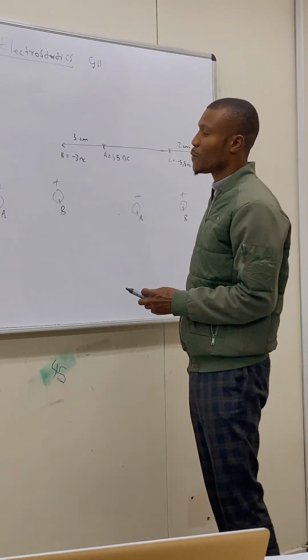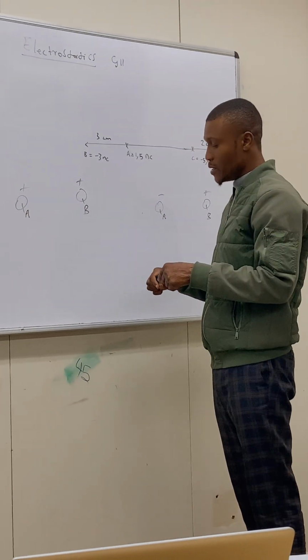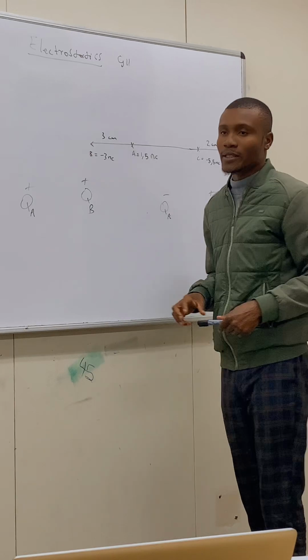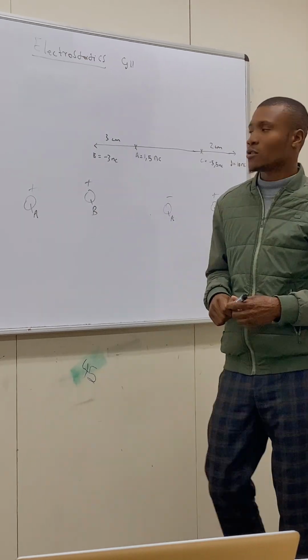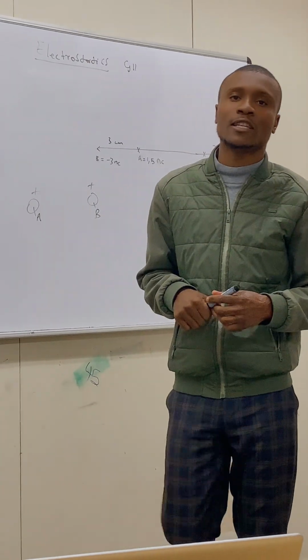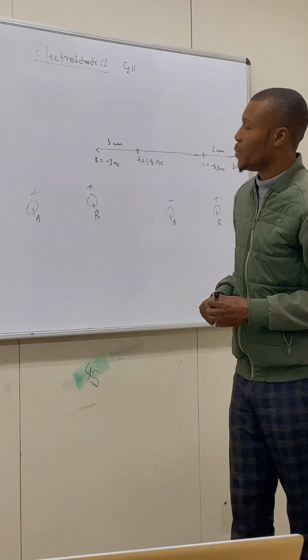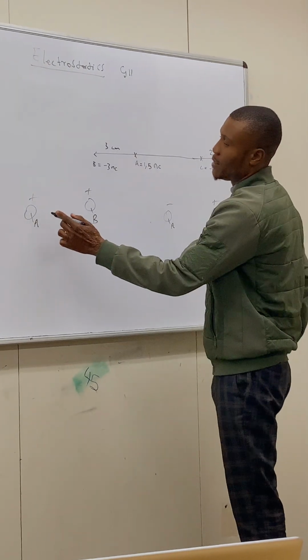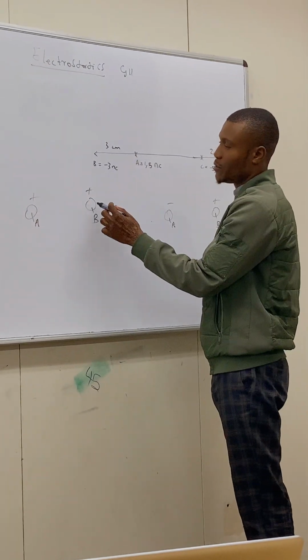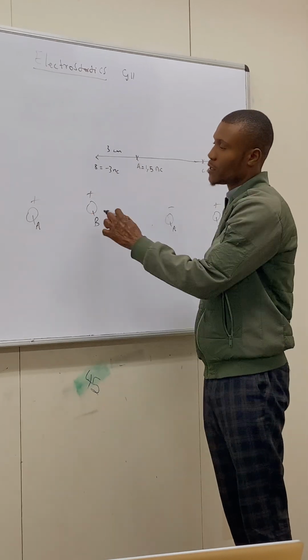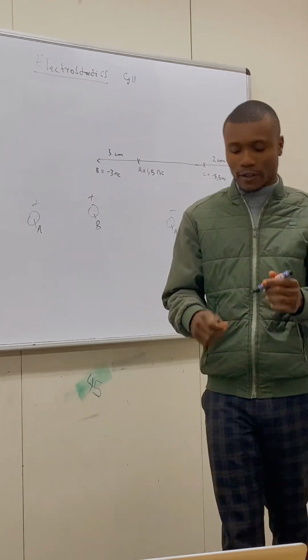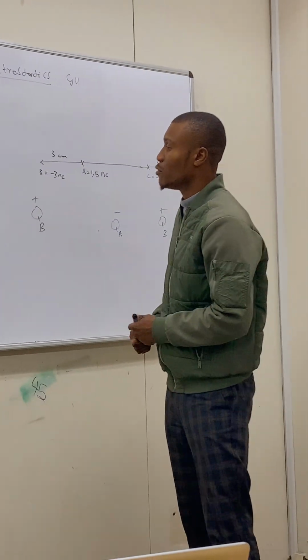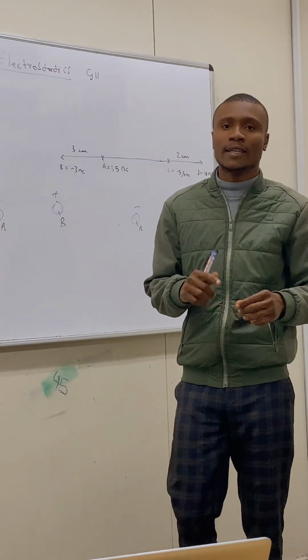Now, for example, I have charge A and charge B. Between charge A and B, there's a force in between. That force we call an electrostatic force. Since charge A is positive and charge B is positive, the force in between is a force of repulsion, because we know that like charges repel.